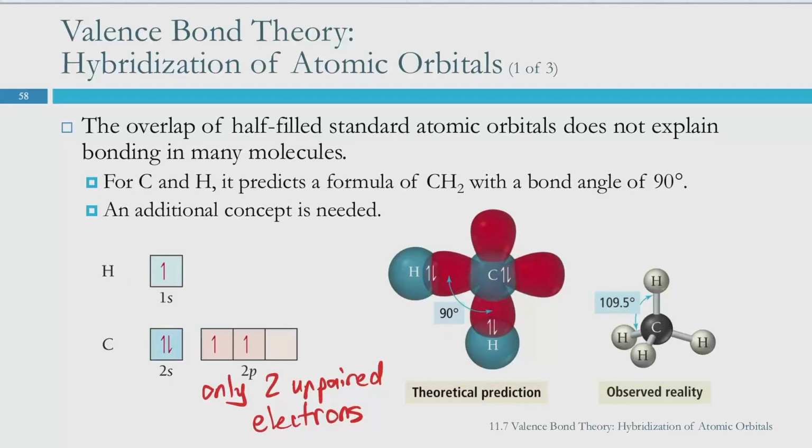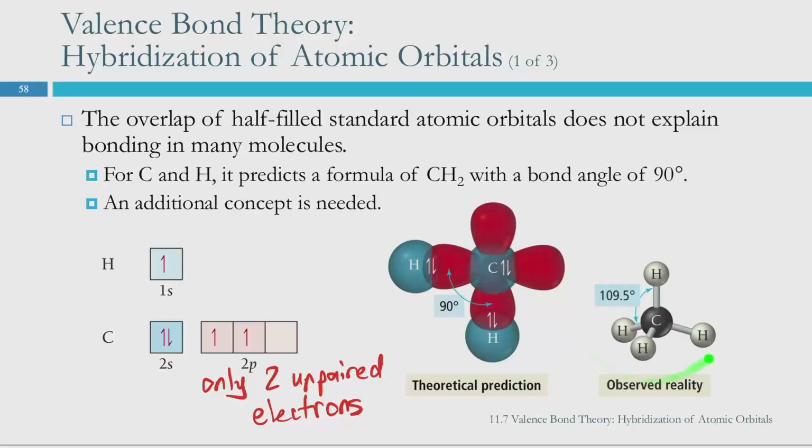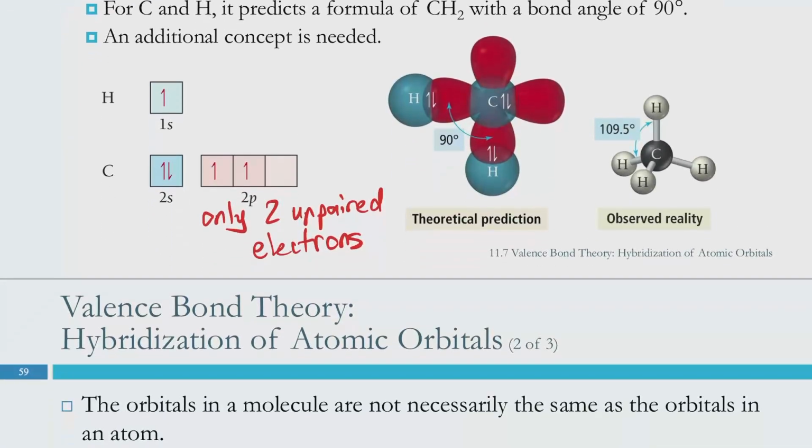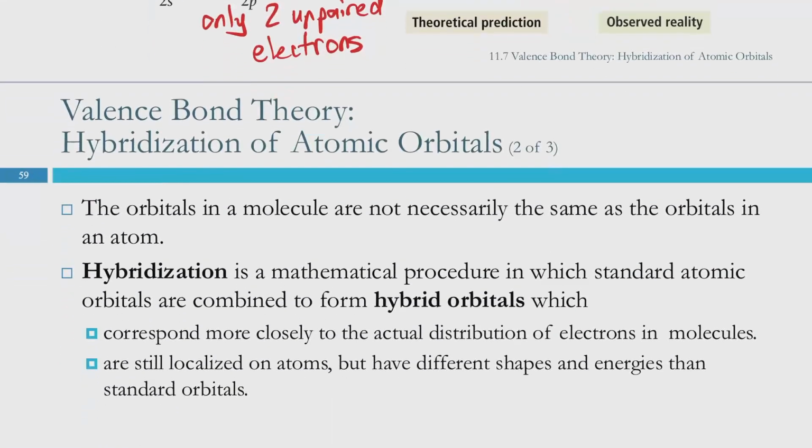And so we would be predicting a similar structure to our H2S, but with carbon instead. So we'd have two hydrogens that can come in and interact with these p orbitals. But it actually looks more like this CH4 on the right. It does form a tetrahedral molecular geometry. It does form 4 bonds. So we need another concept to be able to explain why this is the case. And that concept is hybridization.